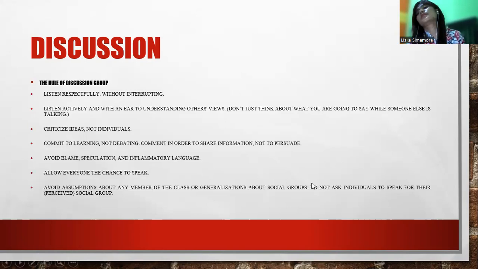Okay, so as we know that in the discussion, even if it's not a scientific discussion, the discussion should be done politely, whether we are the moderator or the audience. So the rule of a discussion group, the first one, we have to listen respectfully without interrupting.